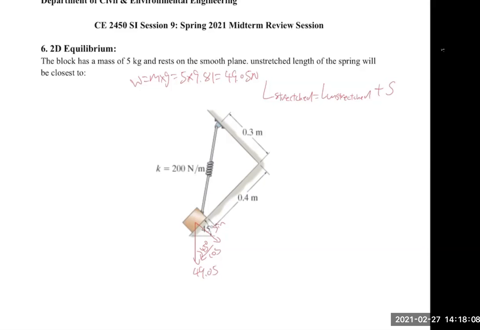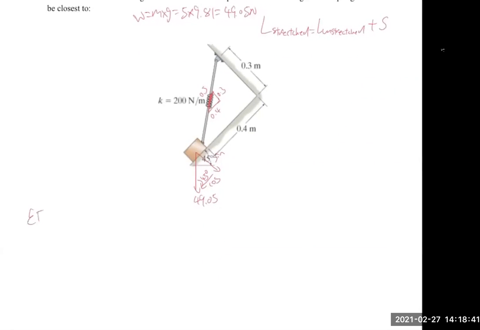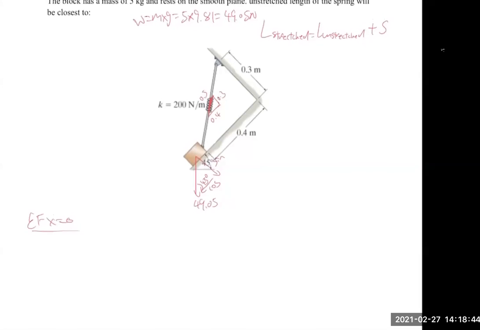All right, and what we're gonna do right here is just do our summation of the forces equation. But first I have to make a triangle right here. This is 0.4, 0.3, so this will be 0.5, this one right here. This is the distance that's being stretched. How I know this distance being stretched? Because the question asked what's the unstretched length. Okay, so if the question asks what's the unstretched length, then this has to be the stretched length. Okay, summation of the forces in the x direction equals 0. Okay, and then I forgot to tell you guys the axis. So this will be positive y, this will be positive x.